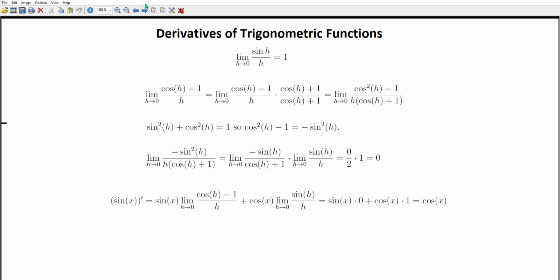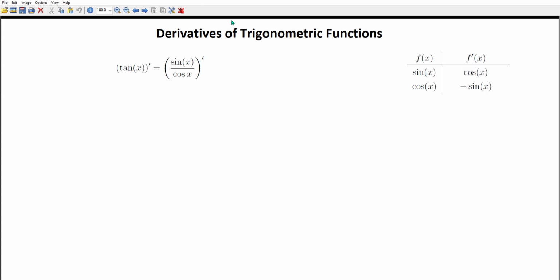Now we can go through a very similar argument, and what we discover is the derivative of the cosine of x is minus the sine of x. Now let's calculate the derivatives of the other trigonometric functions. Keeping in mind we know the derivative of sine x is cosine x and the derivative of cosine x is minus sine x. The next function up on the list is the tangent of x, which is the sine of x over the cosine of x.